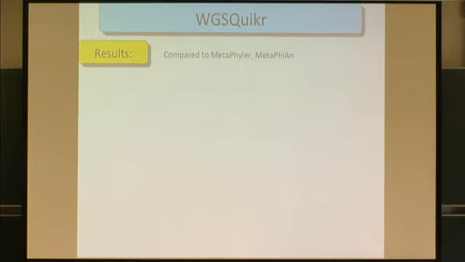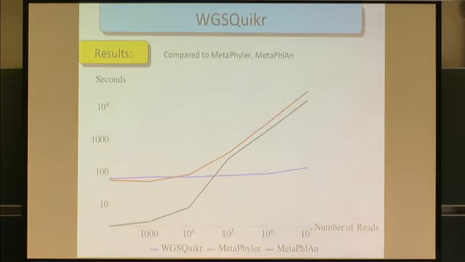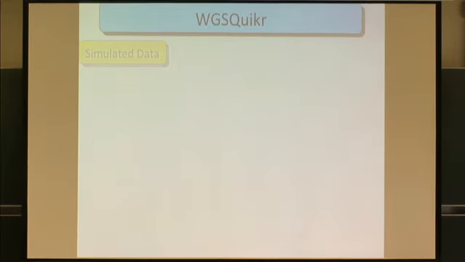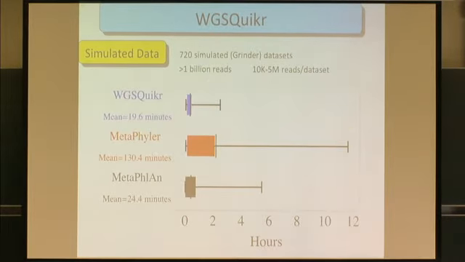Okay, so real quick, results comparing to Metafiler and Metaflan. Once again, we have WGS Quikr having pretty much flat execution time, number of reads versus number of seconds. On simulated data, we did a whole lot, like a billion reads of different WGS simulated data sets. The execution time, as I said, is a little bit slower. Now we're talking about minutes instead of seconds. But it's still a little bit quicker than Metaflan.